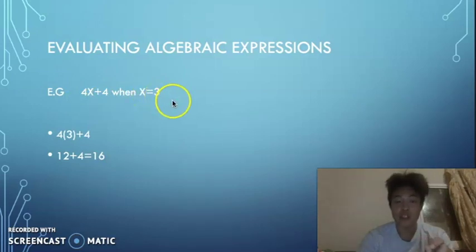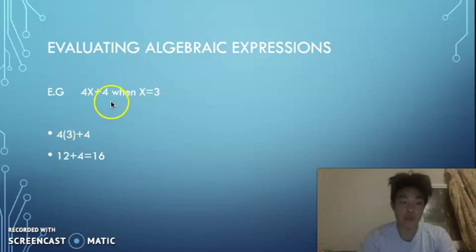So all we do here is whenever we see x, we want to replace the variable x with the number 3. So here we have 4, a parentheses 3. We are putting in 3 because we are saying that x equals 3. So we are replacing this x with 3. So we do 4, a parentheses 3 plus 4. So we would do 4 multiplied by 3 is equal to 12, plus 4 equals 16. So we know that when the algebraic expression of 4x plus 4, when x equals 3, equals 16.